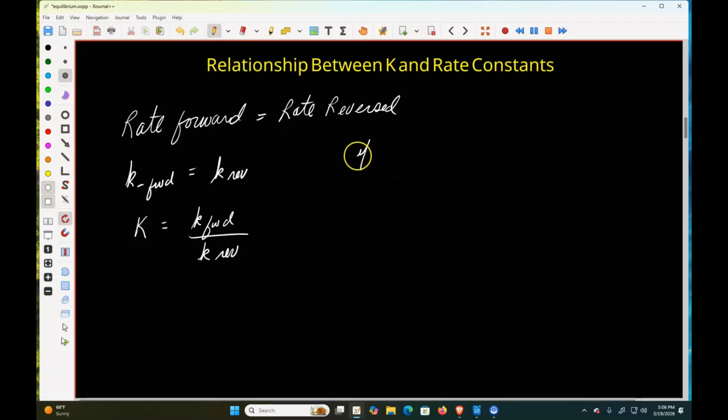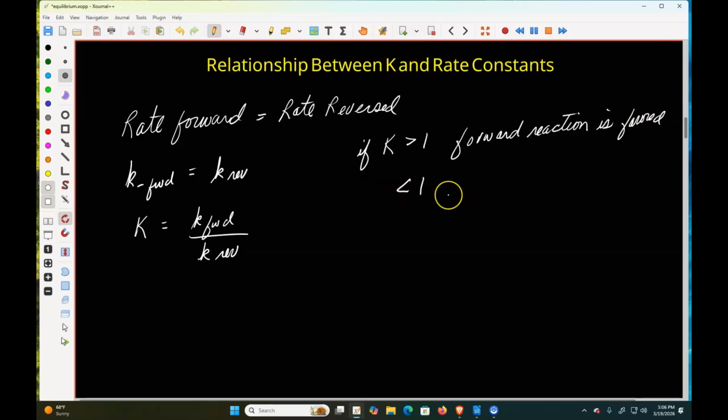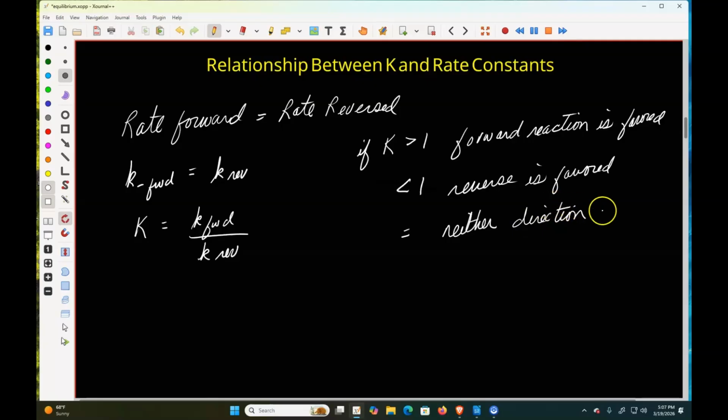All right, some important notes. If K is greater than 1, the forward reaction is favored. If K is less than 1, the reverse is favored. If K is equal to 1, then neither direction is favored. Students often ask, well, what about catalysts? A catalyst does not change K. The catalyst only changes how fast the equilibrium is reached. It doesn't affect the K itself.